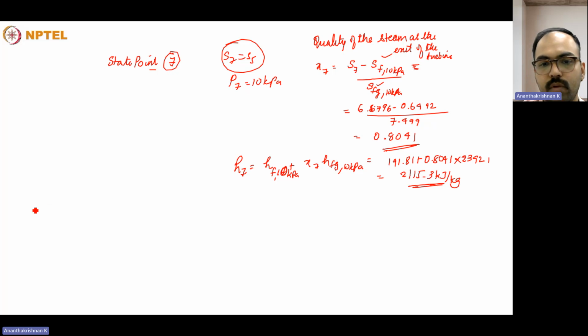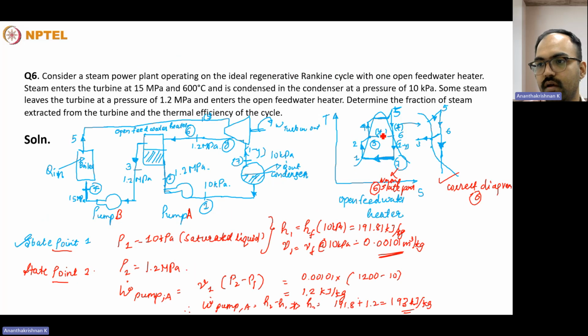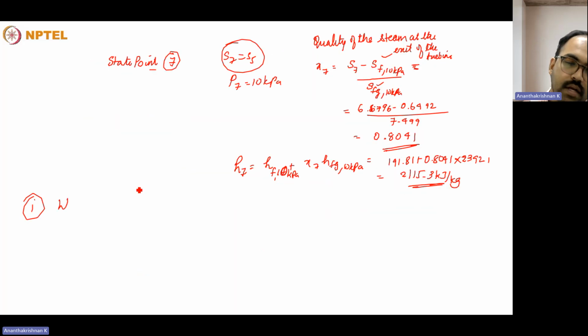Now, the first part of the problem, we need to determine the fraction of the steam that will be bled from 0.6. So basically we need to calculate what is Y. For that, we need to use the energy balance in the open feed water heater. So whatever comes from the turbine mixes with the fluid which comes from the pump and goes outside at 1.2. We know all the energies at the input and the output, also the mass as well. So we can use the mass continuity and the energy balance to get the fraction of the steam.